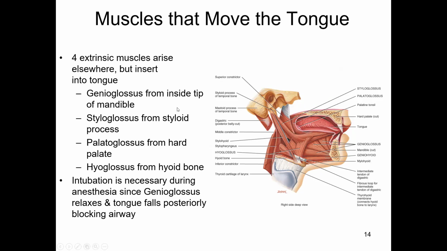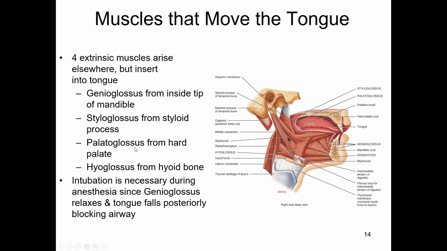The genioglossus muscle originates from the symphysis of the mandible. We mentioned this in the lab. The fusion of the mandible creates this bony bump here. That is the origin of the genioglossus. Genioglossus, of course, ends up as being part of the tongue. Styloglossus originates from the styloid process, and you can see the styloid process of the temporal bone here.